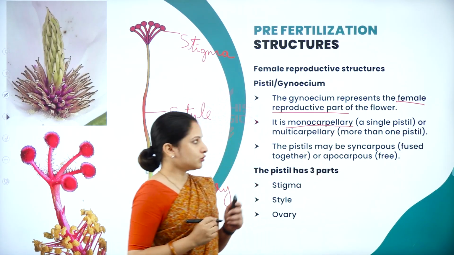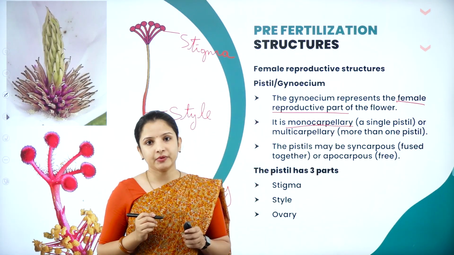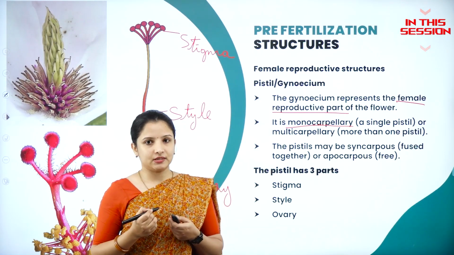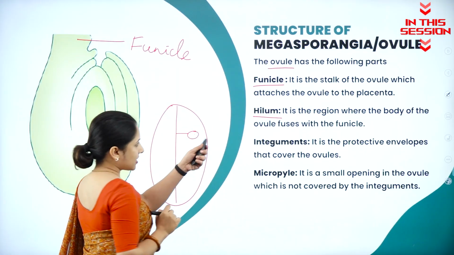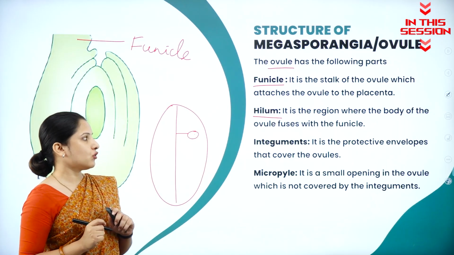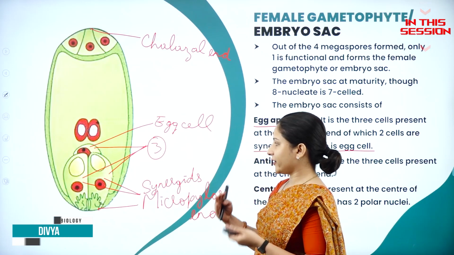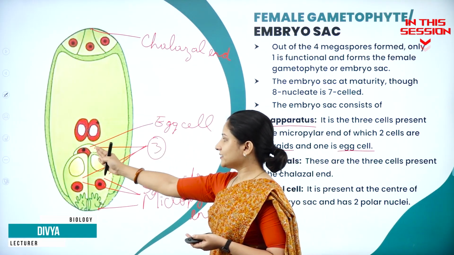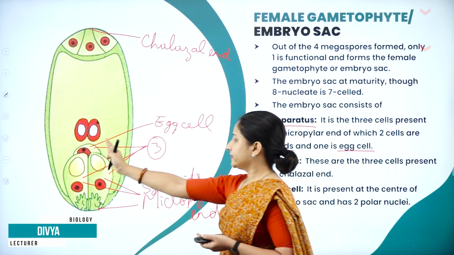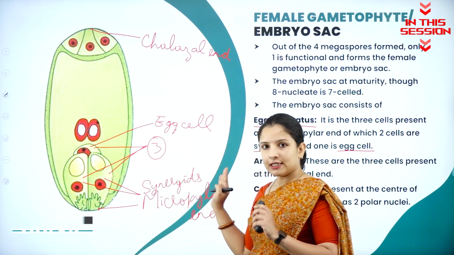Monocarpellary. So mono means single, carpel means nothing but pistil. So hilum, it is the region where the body of the ovule fuses with the funicle. There are 3 cells at the micropylar end, wherein one cell is the egg cell and the other 2 cells are called as the synergids.